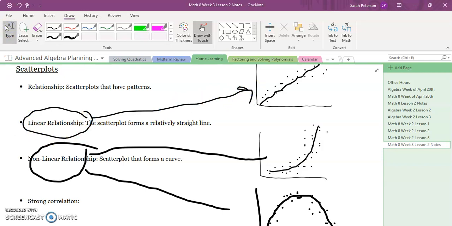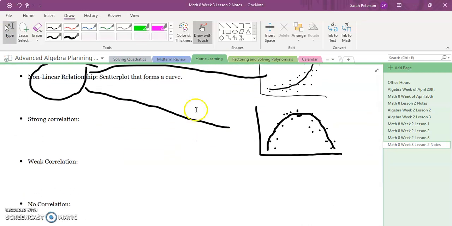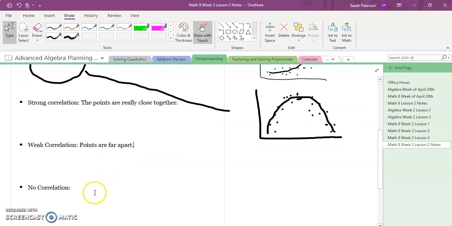Then I want to get into correlation. What does correlation mean? A strong correlation is when the points are really close together. The closer together they are, the stronger correlation they have, whether it's a curve or a line. As long as they're close together, it's a really strong correlation. A weak correlation is when the points are far apart. If the points are really spread out and they look linear, but they're not really close together, it's going to be a weaker correlation. No correlation means the points are in no pattern. And I'm going to show you examples of all of these.